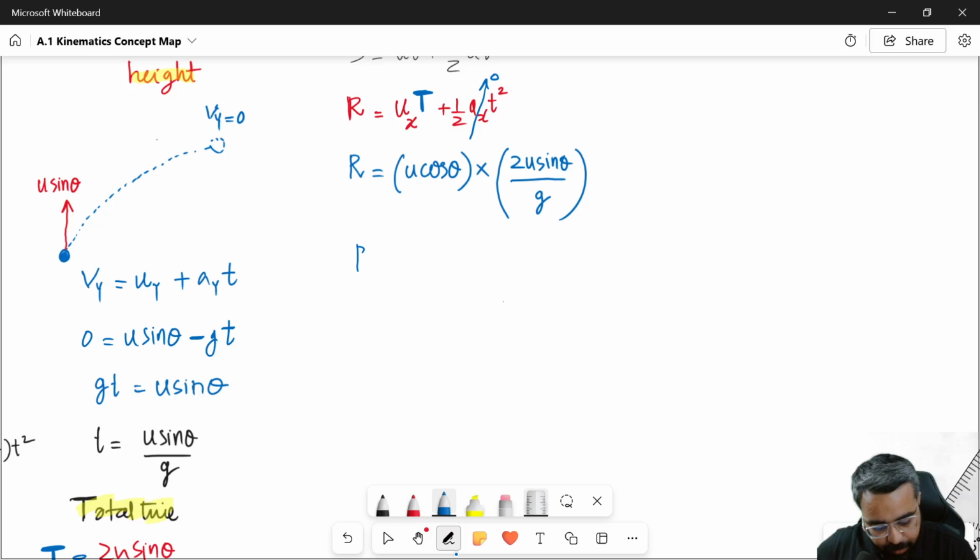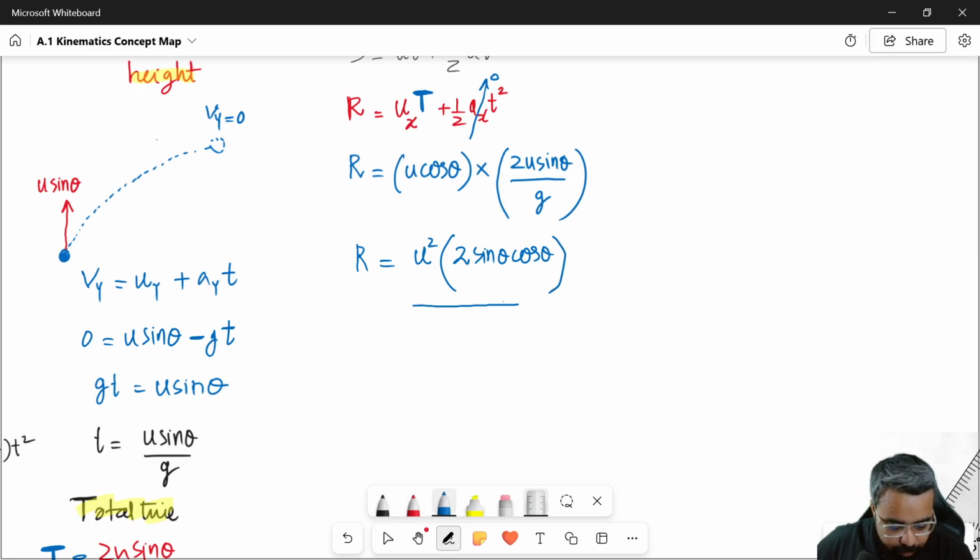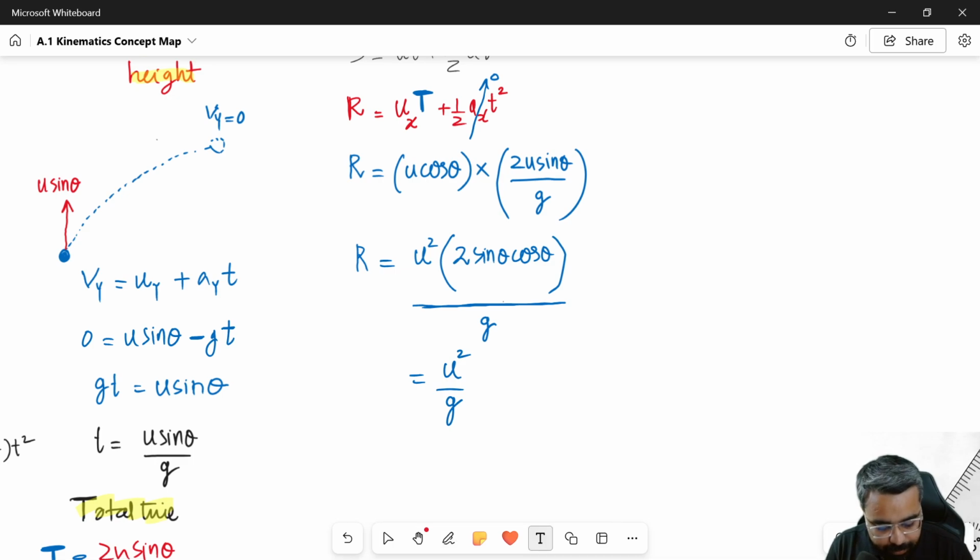So students, it will be R equals U squared, and inside the bracket we have 2 sine theta cos theta. I'm going to turn it into the double angle formula and divide by g, which can be written as U squared over g. This 2 sine theta cos theta can also be written as sine 2 theta, remember. So sine 2 theta is called the double angle formula.